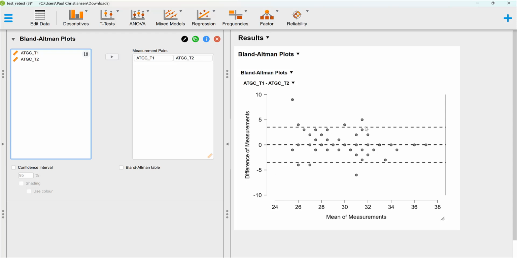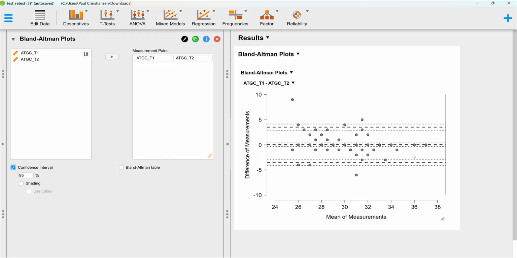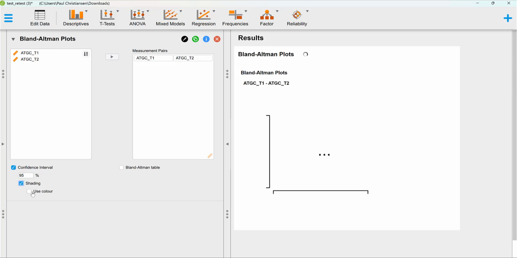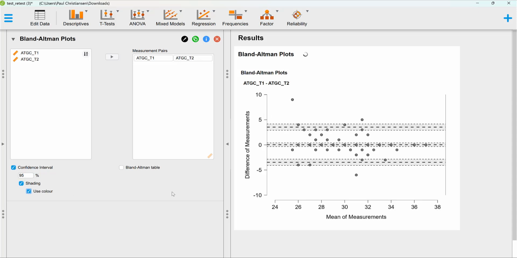We can also get confidence intervals around our top and bottom line. I'm just going to add them now. So we've got our confidence intervals there. We can even shade it as well, and even add some color if we want. So let's have a look. So we've got our Bland-Altman plot.